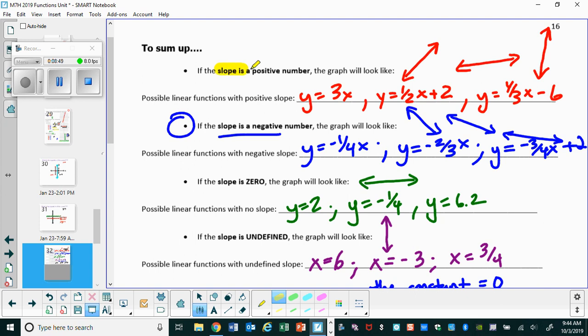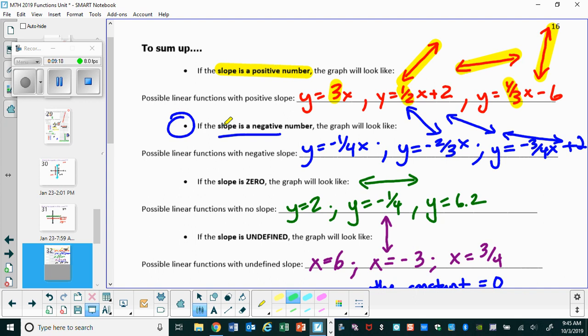If the slope is a positive number in your equation, your graph will slant up to the right. It could be super steep. It could be a little bit flatter or kind of somewhere in between. It might not have a constant, which means it's going to start at the origin. It could start up above the origin or below the origin. The only thing that we really care about is the fact that the coefficient is positive, and that's how you know you've got one of these lines slanting to the right.